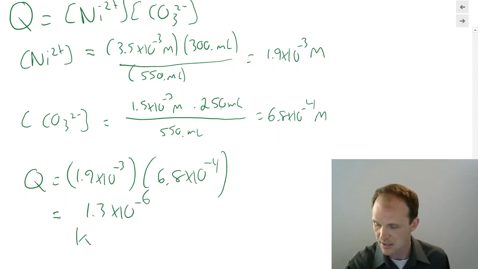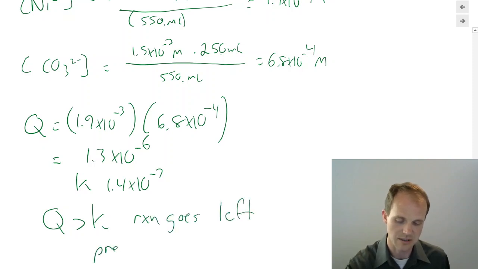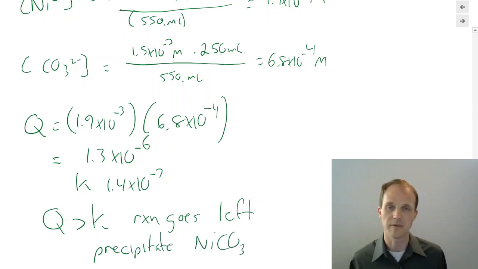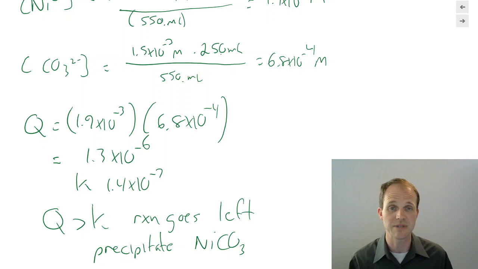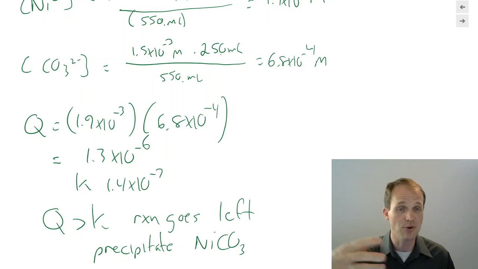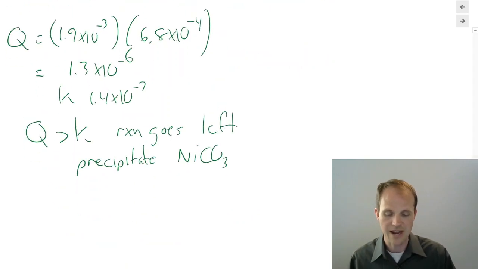Remember, K was 1.4 times 10 to the minus 7th. Since Q is greater than K, the reaction goes left, which means we precipitate our nickel 2 carbonate. So that's how we can actually determine whether a mixture of solutions or even a given solution will undergo precipitation: by calculating the Q for any possible precipitation reaction. If I had multiple precipitation reactions, I could calculate multiple Qs. That's perfectly fine. Now, it turns out there's some detail to that we won't really get into, but you can do that kind of stuff. So reaction goes left, I precipitate.